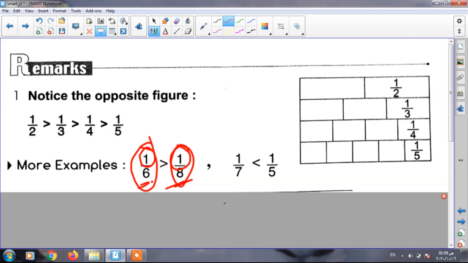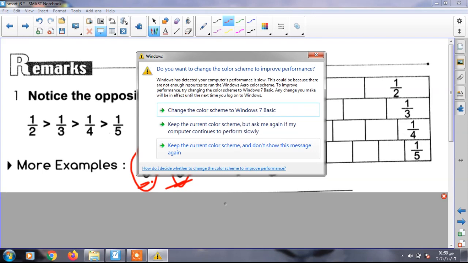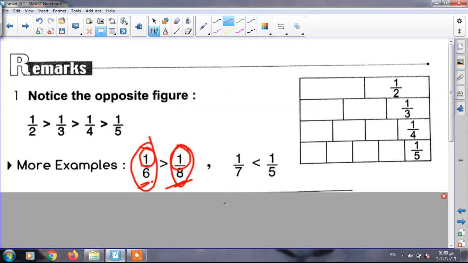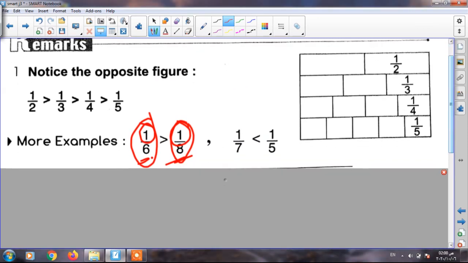Okay, here I will make the opposite. When we find the same numerator, I will make the opposite. It means, junior 4, if I have the same numerator, I will look at my denominator, and the greater denominator gives the smaller fraction. Here I have 6 and here 8. The smaller one is 6, so 1/6 is bigger than 1/8.